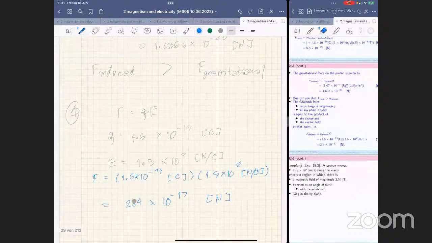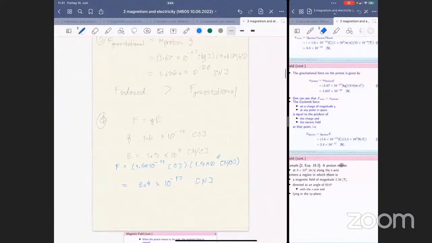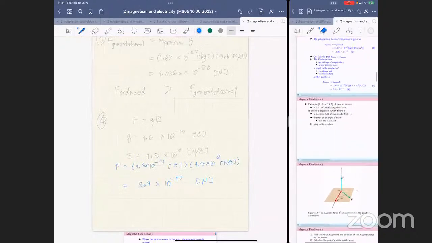Yes, it's correct here. The force caused by the electric field is 2.4 times 10 to the negative 17. Okay. I think the time is over right now, right? I need to finish our lecture at the moment, but there are still some more problems.